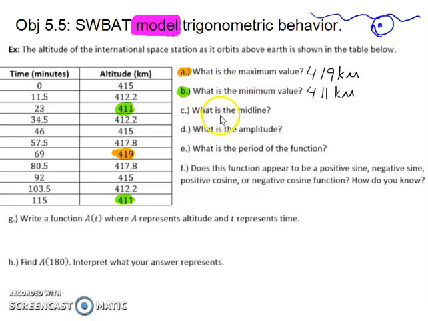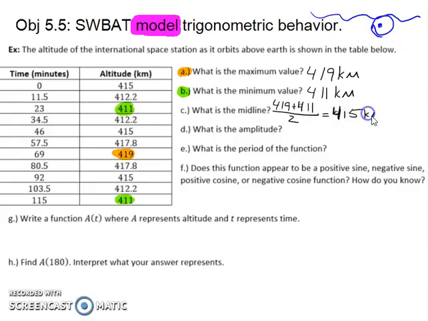The midline might be here, but just so you don't think it always has to be, the midline is the middle of the max and the min. And since I already know those, I can just find the middle of them by adding them together. 419 plus 411, and dividing by 2. That's finding the average of these two things. Now, when you do this, you get 415 kilometers.